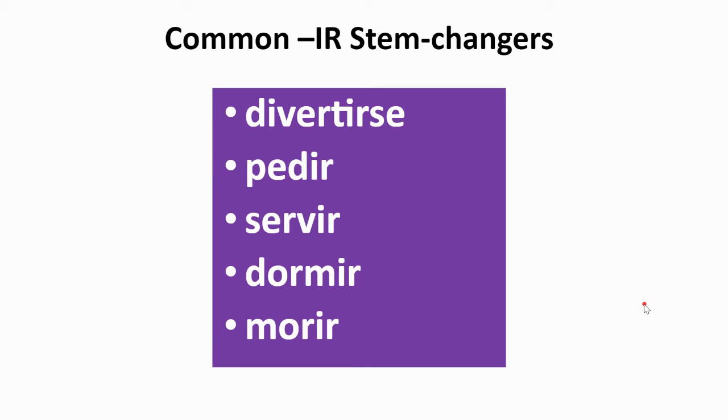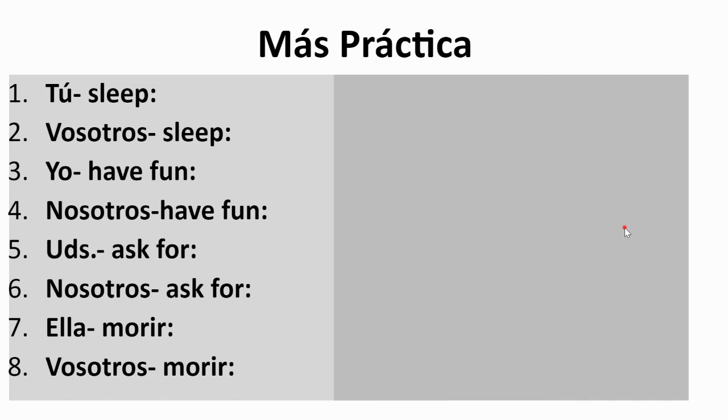Some verbs that work similarly to dormir: divertirse, pedir, servir, and morir. Take a few moments to conjugate these 8 verbs to practice those irregularities. Pause the video while you work. Double check your answers when you're ready.